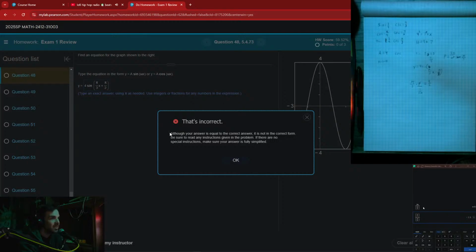Although your answer is equal to the correct answer, it is not in the correct form. Oh. What? If there are no special instructions, make sure your answer is fully simplified. I don't know how much more simplified you can get than this.